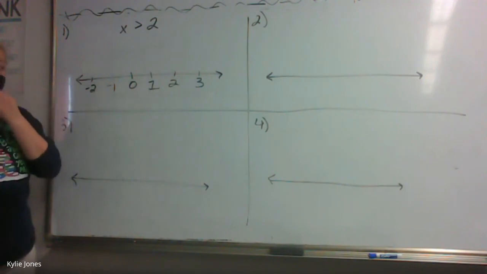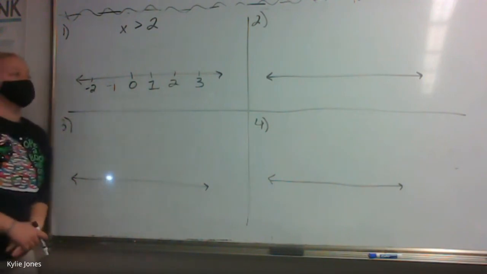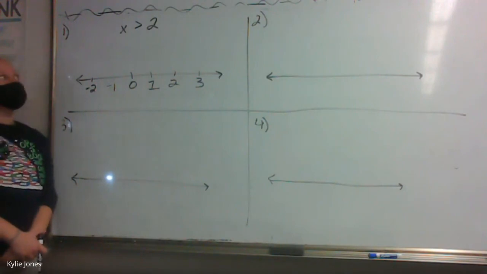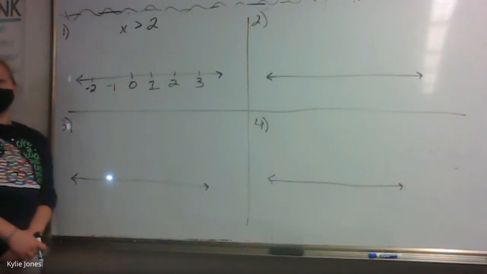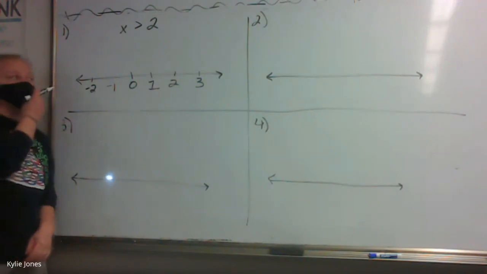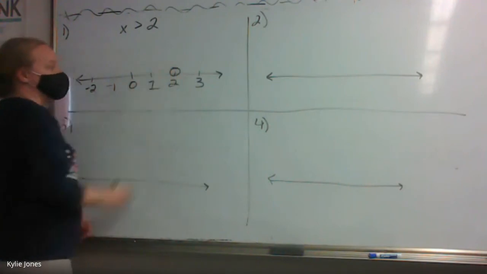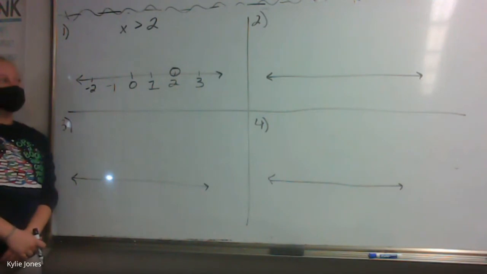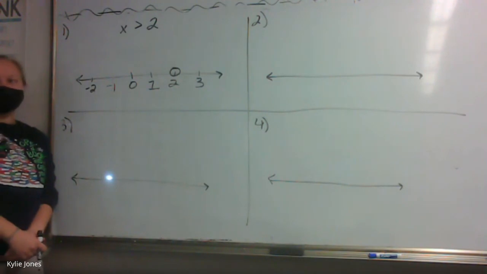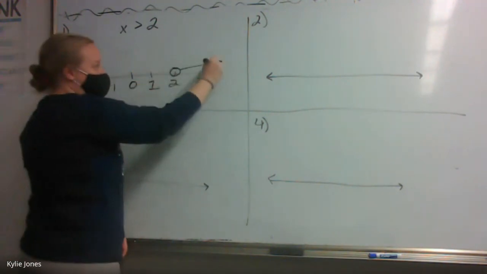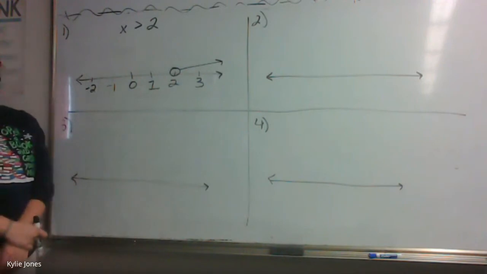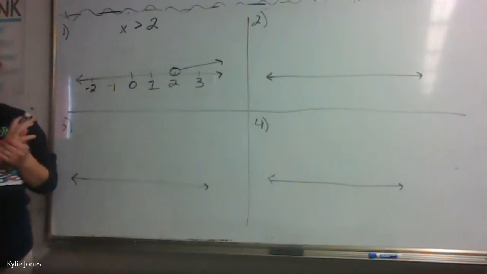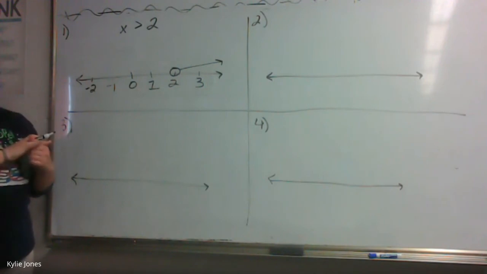Okay? So now we need to decide how to graph this. We have x is greater than 2. What sort of circle am I going to use? Open or closed? If it's greater than, use an open circle on that number. And then we need to determine which way our arrow points. What numbers are greater than 2? Which way am I going to point it? The ones that are greater, to the right. There we go. Graphed it. Done. Is that easy? It's that easy. Right.